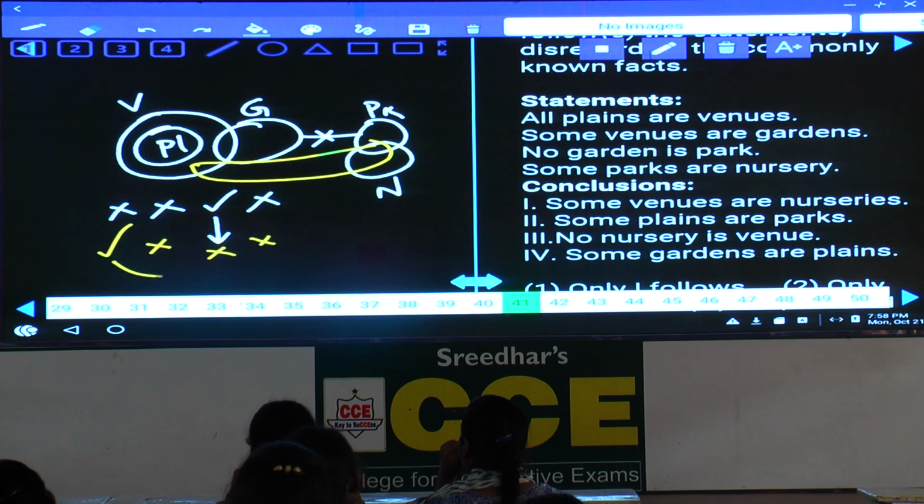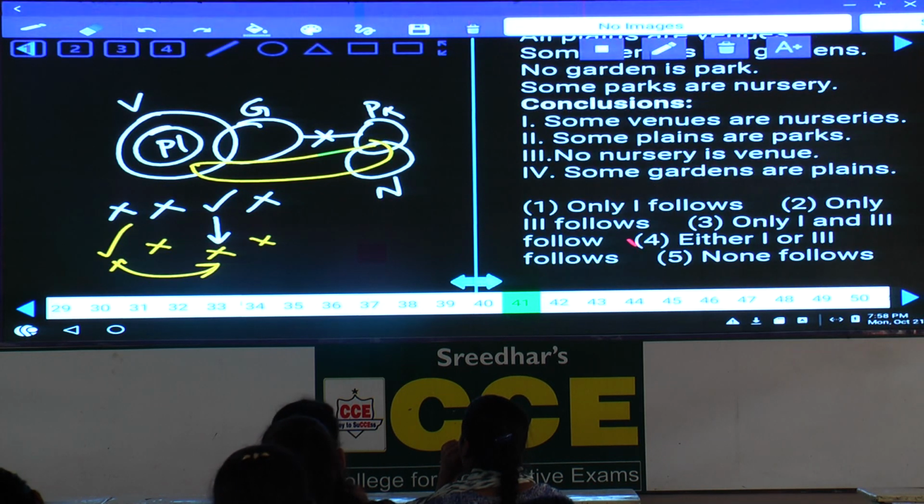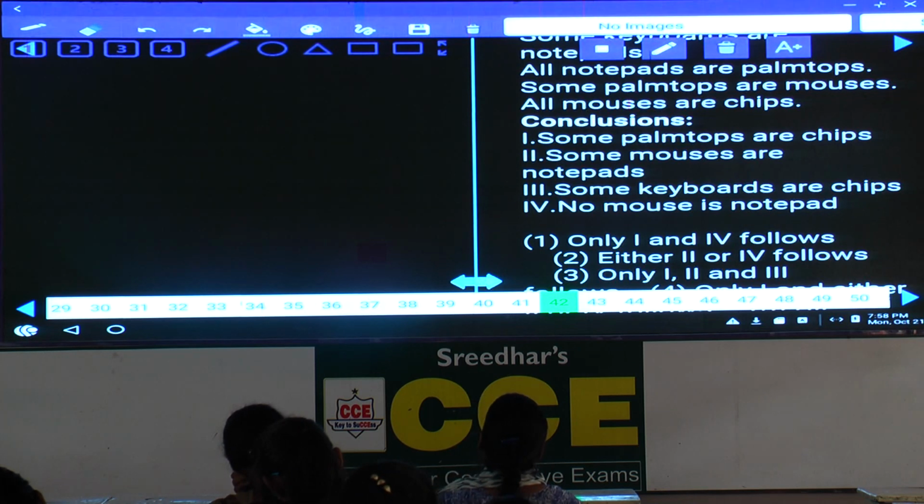Hence what is your answer? Between 1 and 3 the first one is true, third will be false. If the third is true, first will be false. Between these two only one must be true, which is definitely true. We are not sure about this one. Hence either 1 or 2, that is choice 4. Then question number 42.